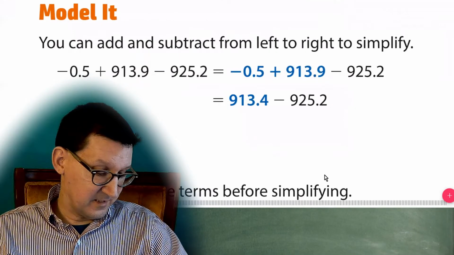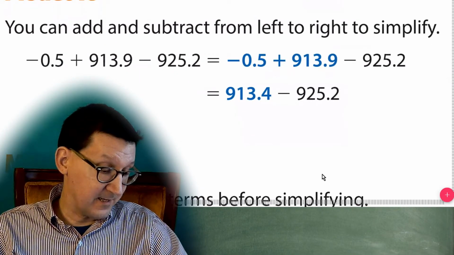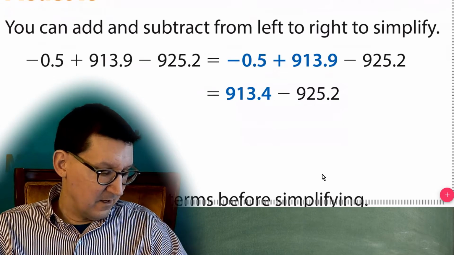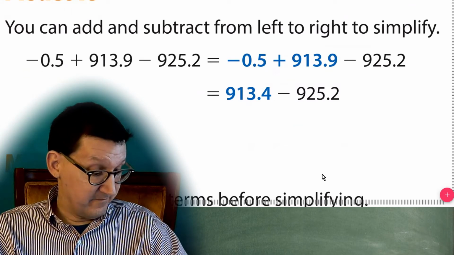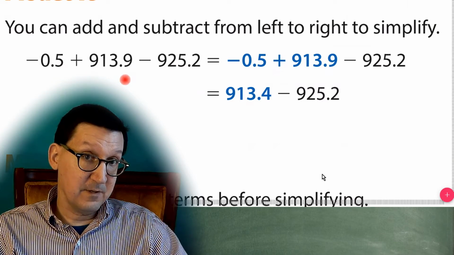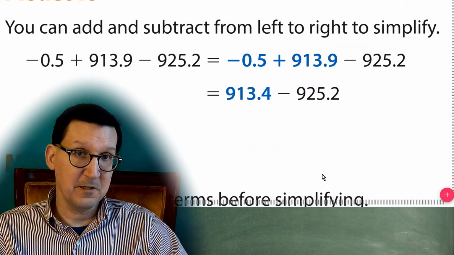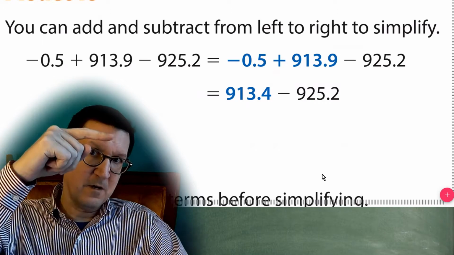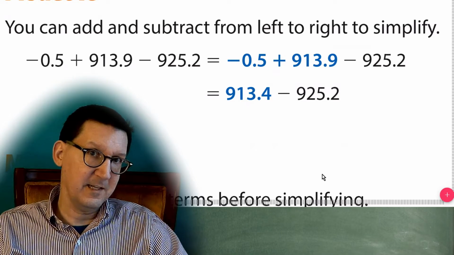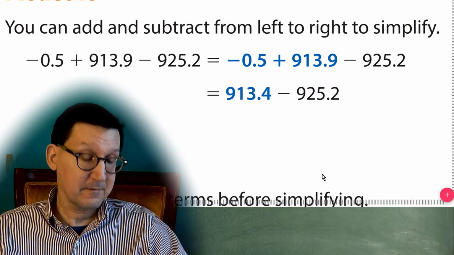Now, look at this. You can add and subtract from left to right, right? Which is kind of the way we started. We started off with negative 0.5. We added 913.9. And we subtracted 925.2, right? That's kind of going along with what was happening in real time, right? It started there, it went up this far, and then it went down again, and that's what we're finding out in order, as it happens.